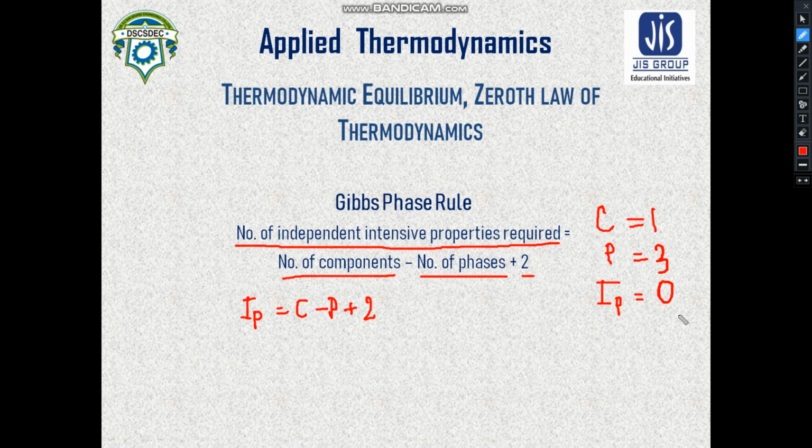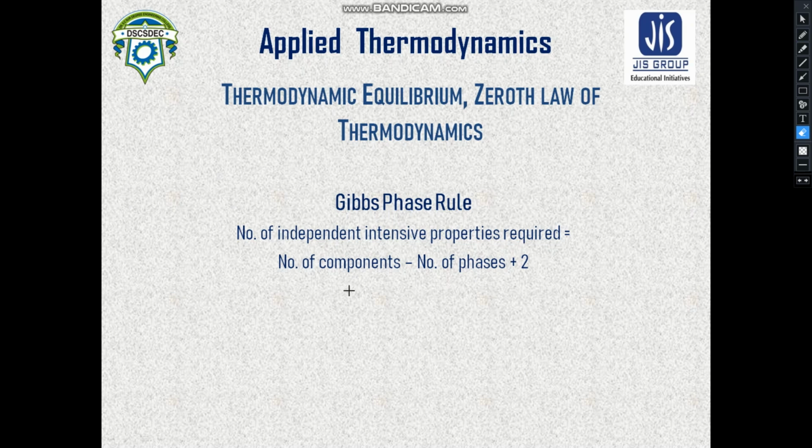This triple point is a specific case, a predefined state. So this is why we don't require any other information here. Now, why does it become important?